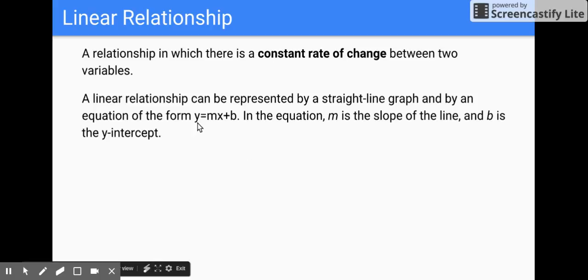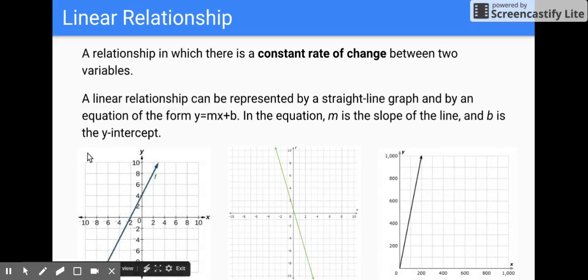So this equation right here, y equals mx plus b, is called slope-intercept form. We'll be working on writing a lot of equations in this form. So these three graphs all represent linear relationships because they're straight lines and they can be written in this form.